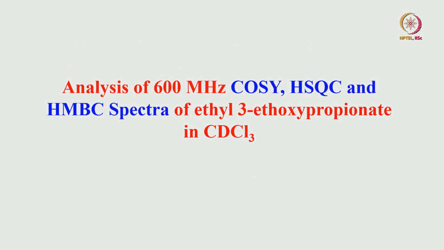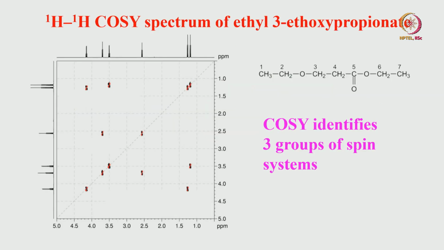So, we will take a simple example and analyze the 600 megahertz COSY, HSQC and HMBC spectra of ethyl ethoxypropionate. This is a simple molecule. This is a COSY spectrum.